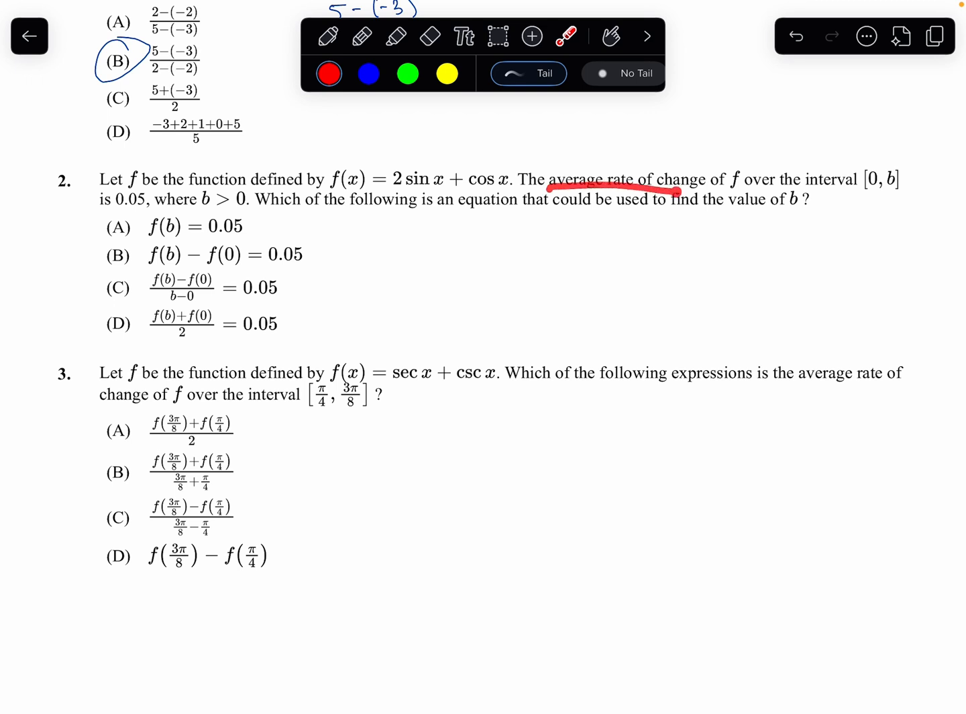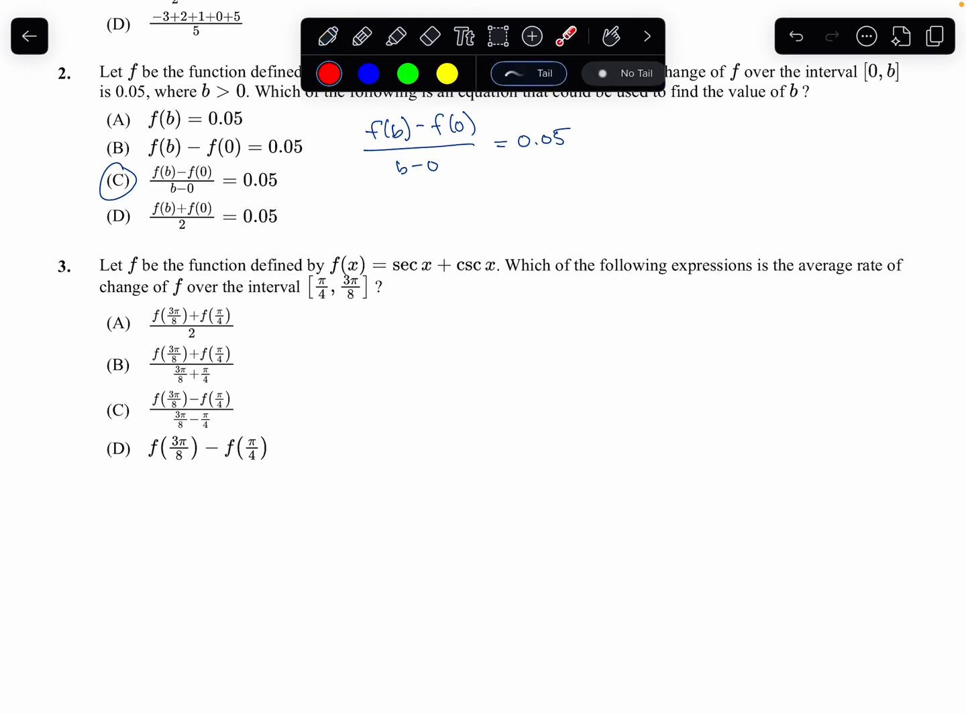Okay, the average rate of change of f over the interval from 0 to b. So if you were to write this, the average rate of change, you would say f of b minus f of 0 over b minus 0. So f is defined as a function. The average rate of change of f over the interval is 0.05. So if this is the average rate of change, we're saying that this is equal to 0.05. So that's got to be C right there. Okay.